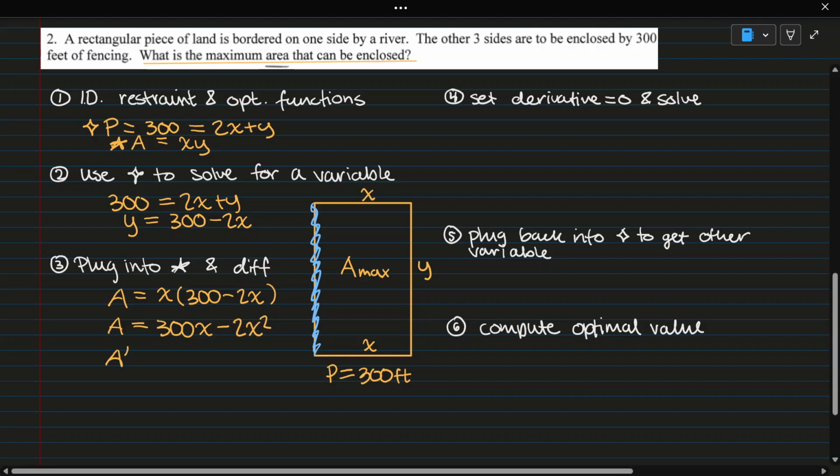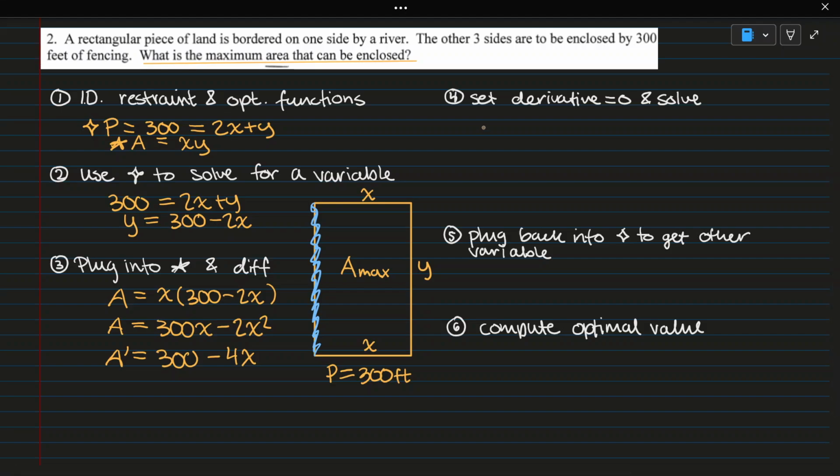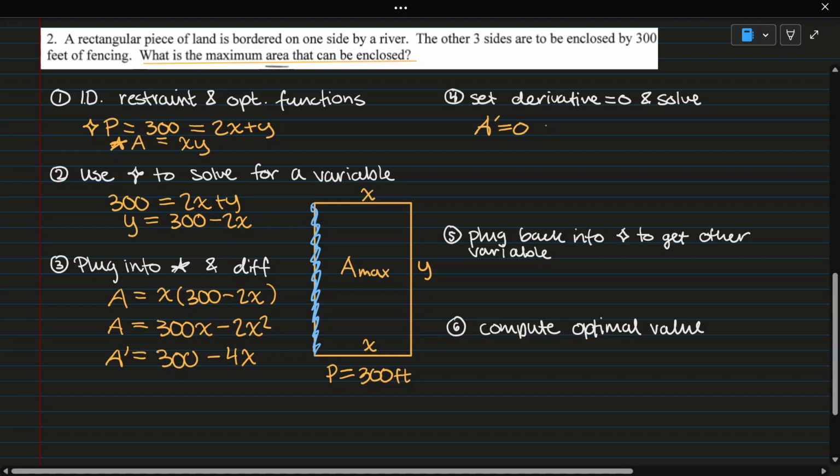Then I'm going to differentiate with respect to x, and I get 300 minus 4x here for my A prime. So my next step now is to set my derivative equal to 0 and solve. So setting A prime equal to 0 is the same as setting 300 minus 4x equal to 0. So this tells me that negative 4x is equal to minus 300, and then x will be equal to, what's 3 times 25? 75. Okay, this tells me that x is equal to 75.